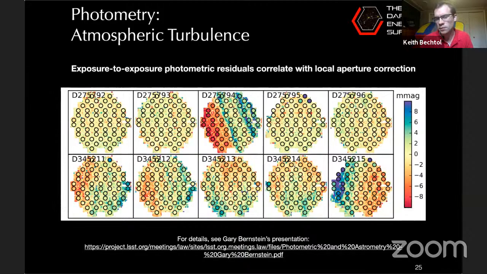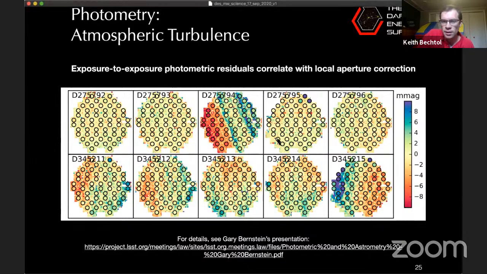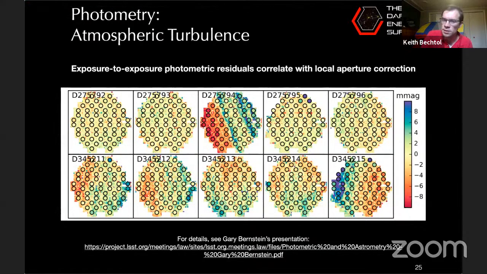And so one example of this is the atmospheric turbulence, and the fact that we can see these photometric residuals that correlate with the seeing. We can basically look at a local aperture correction, and we can see residuals going from exposure to exposure, where these residuals are only at the few millimag level, but they're basically correlated with the seeing. And so we can attribute this to variations in the atmosphere that are happening on minute timescales.